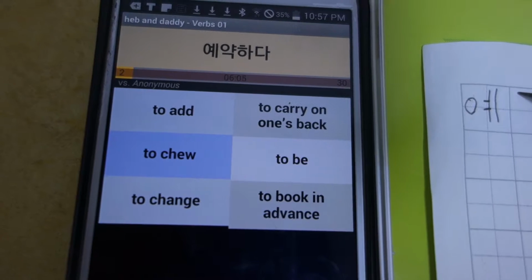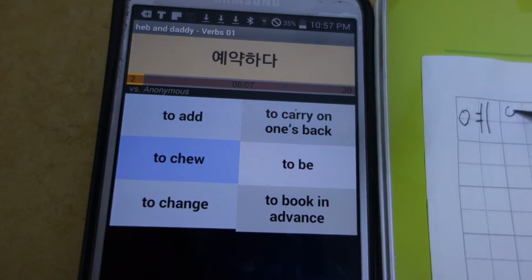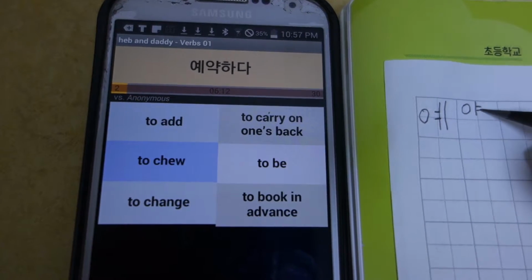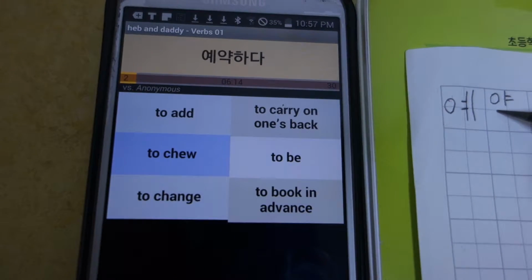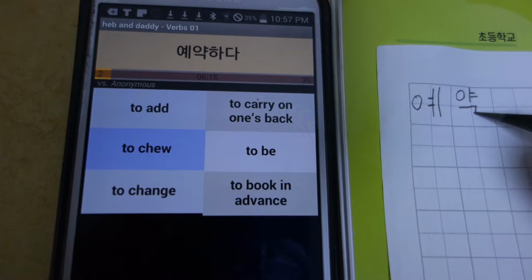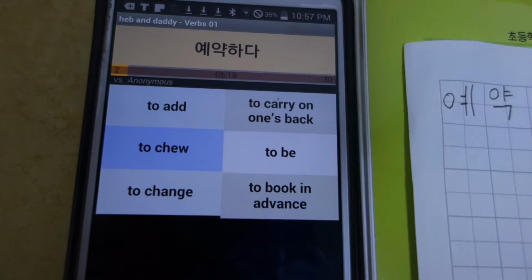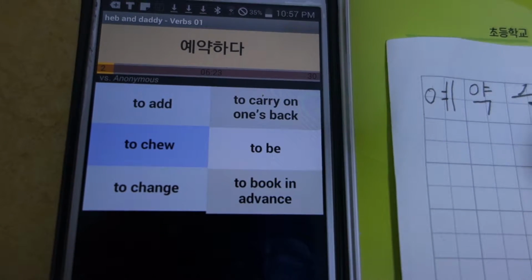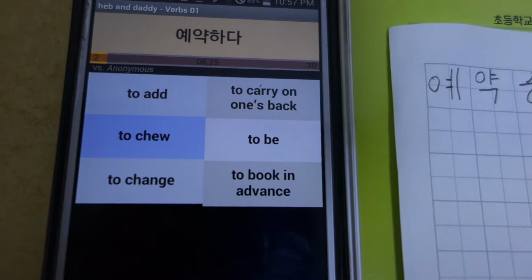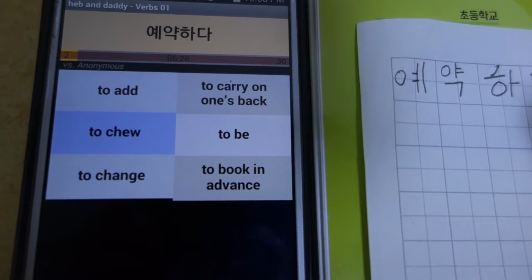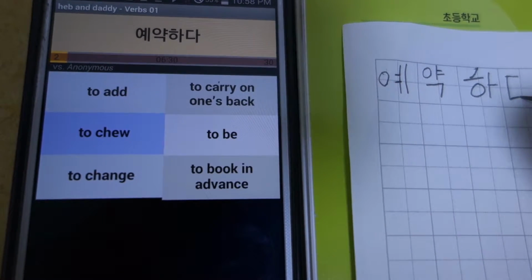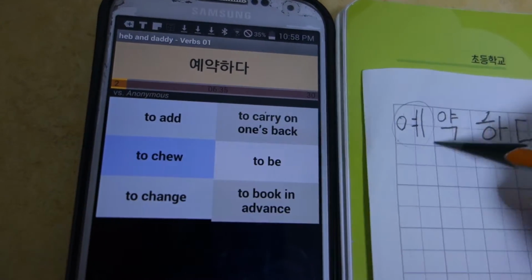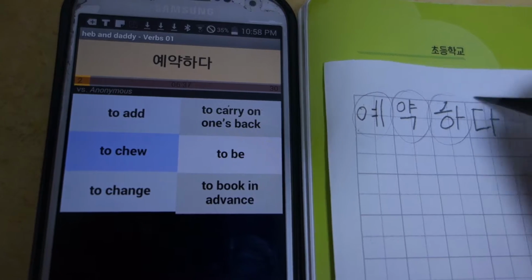You know, my pronunciation is not going to be great because I'm not a native speaker of Korean, so please excuse that. I'm just trying to show you how to use this paper. And then "yak", and then "hada", which means to do something in Korean. "Ha", and then "da". Okay, so "yeah, yak, ha, da".